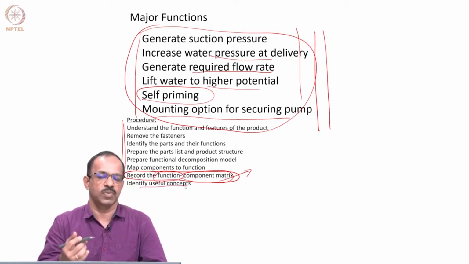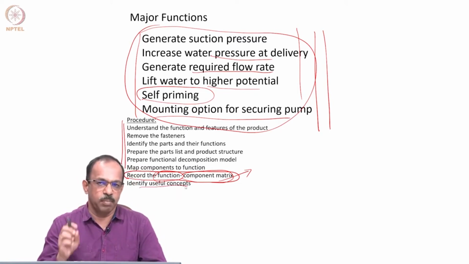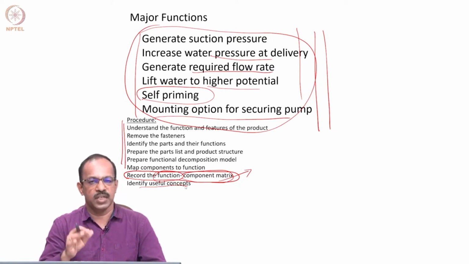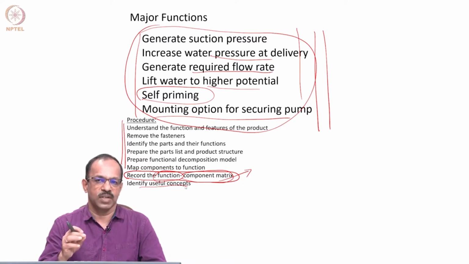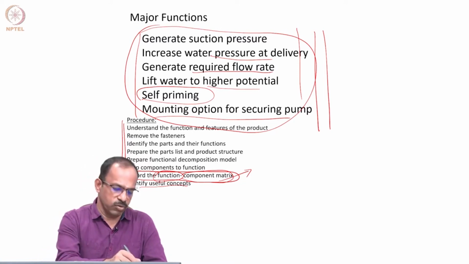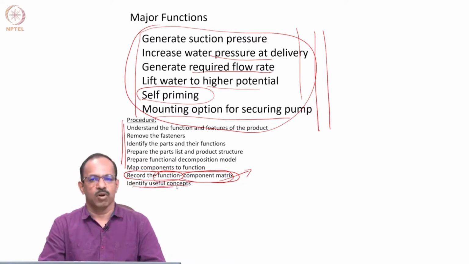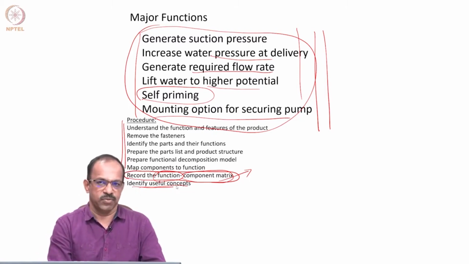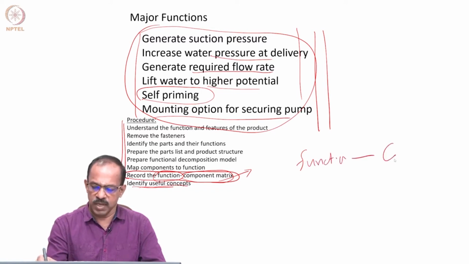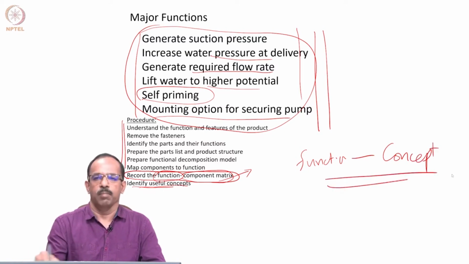So what is the concept employed? More than looking at the part or the component in that product, you look at what concept has been employed. Identify those concepts and write down the main concepts used for the function. So finally, in the useful concept, you can say what the function is and what concept has been employed to achieve that function, and map them.